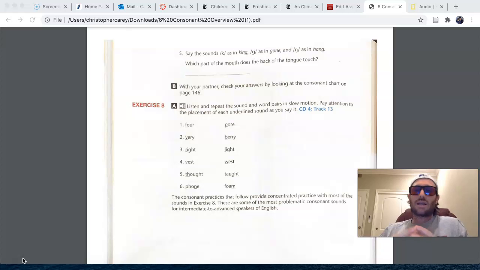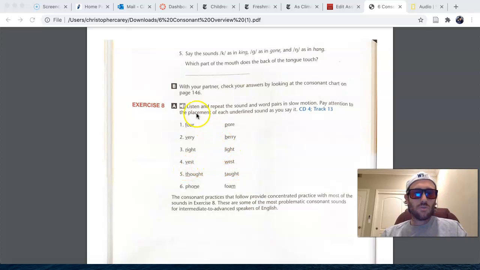So exercise 8 is kind of a summary of everything that we've looked at in this chapter. And you're looking at what are called minimal pairs. Words that have the same vowel sounds, but the only difference is, more often than not, the initial consonant sound is different.